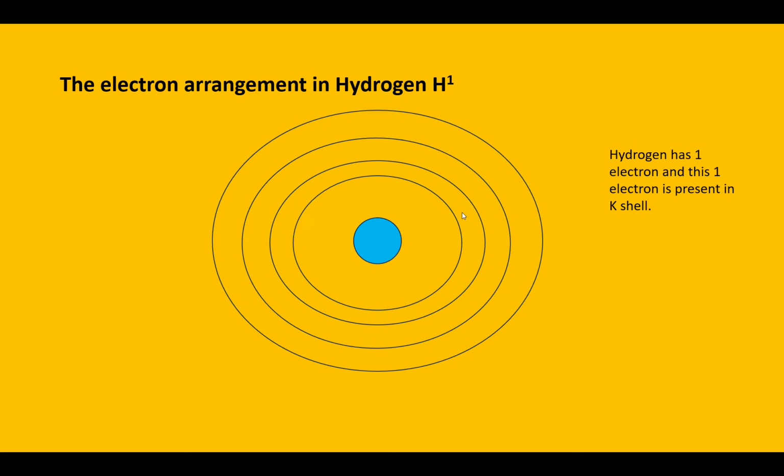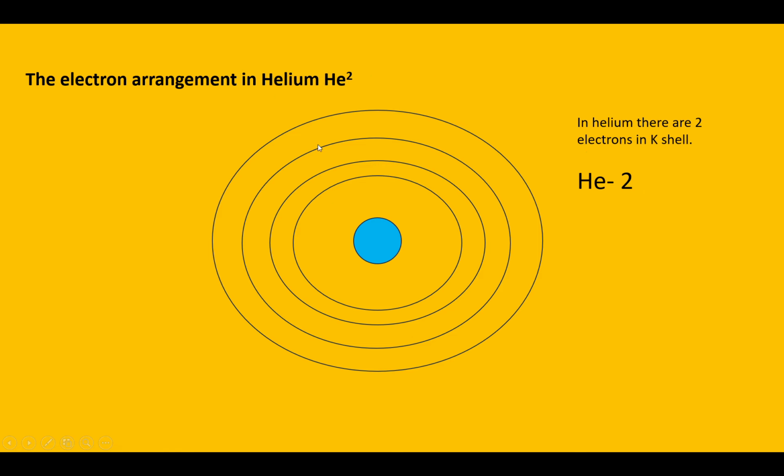Now if we talk about the hydrogen atom, the atomic number of hydrogen is 1, so it contains 1 electron, and this 1 electron is present in the K shell. Electrons always fill the first shell first, and then if needed they move to the second, third and fourth shell. If you talk about helium, helium has atomic number 2, so it consists of 2 electrons, and these 2 electrons are again present in the K shell. So the electronic configuration of helium is 2.